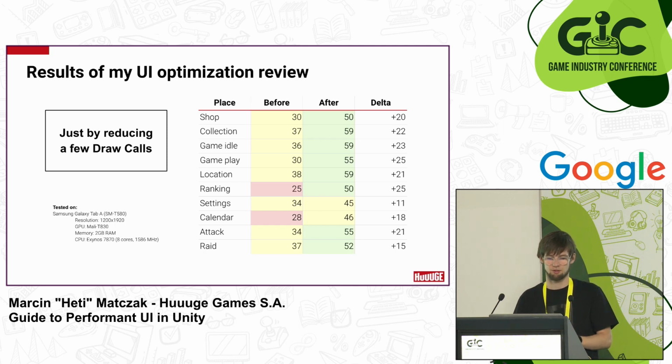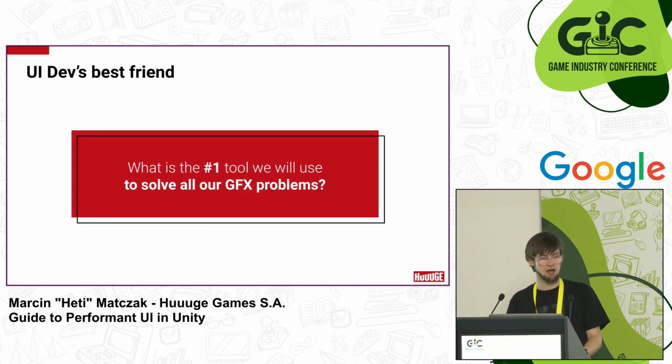Now I want to show you the results of the optimization review I did. And just by reducing a few draw calls using the tips I will show you in my presentation and some stuff that I showed you before, we were in this yellow-reddish zone that either underperformed or was around 30 FPS. And it was very easy to make this game hit the 60 FPS cap just by reducing a few draw calls. So now, how can we do it?